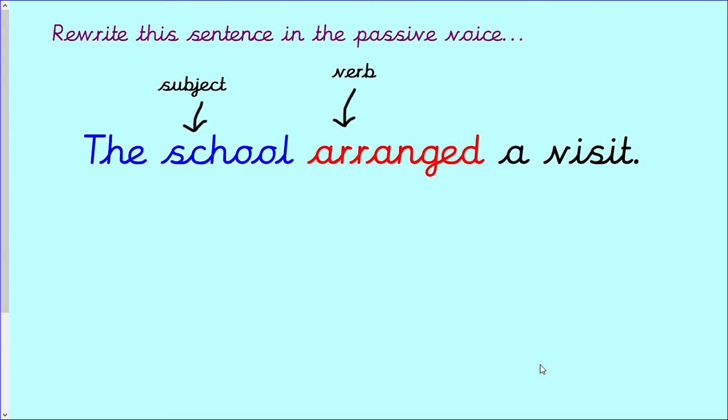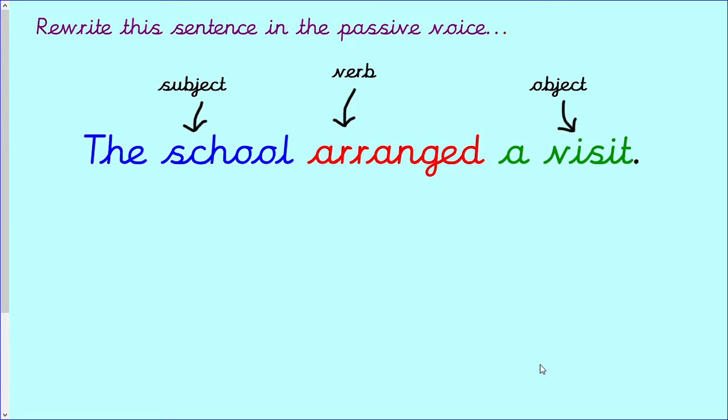Next, we have to identify the object. That's the noun that the verb is being acted upon. So what is being arranged in this sentence? So the object of this sentence is a visit.